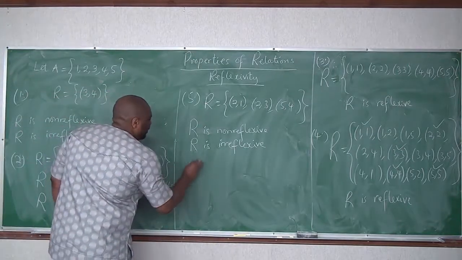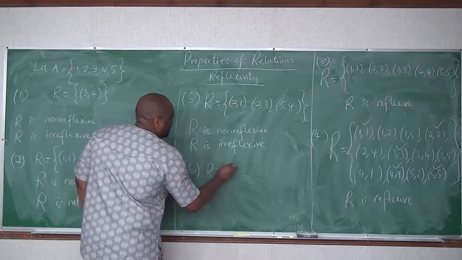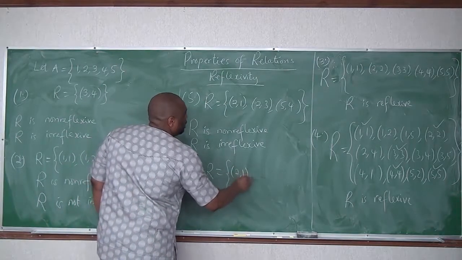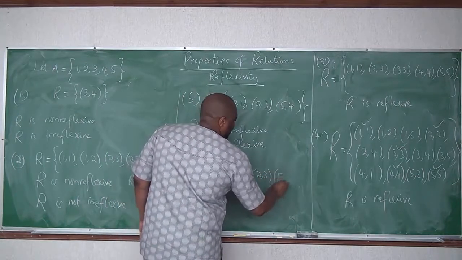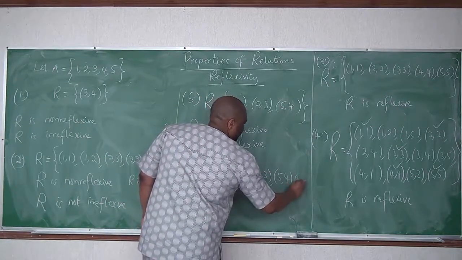It is non-reflexive and it is irreflexive. Okay, another example. What if we have it like this? 2, 1, 2, 3, 5, 4, 5, 5.